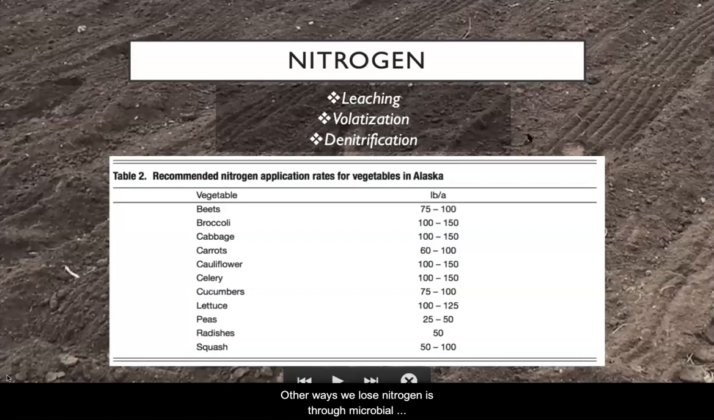Other ways we lose nitrogen is through microbial processes. A lot of the bacteria in the soil consume nitrogen as they break things down, so we'll lose some nitrogen that way as well. In terms of how much nitrogen you need to apply each year, for a lot of our high nitrogen needing plants in our vegetable gardens, the highest ones include the big plants: broccoli, cabbage, cauliflower, celery, and also lettuce. Anything that's producing a lot of biomass above ground is going to need a fair amount of nitrogen. Root crops, and legumes like peas, do not need as much.